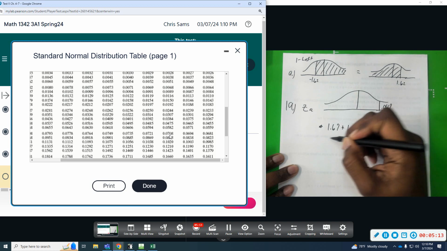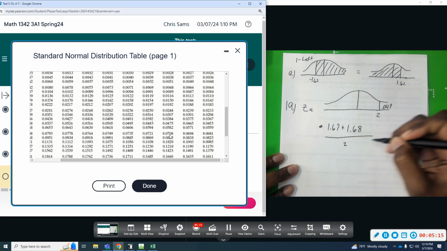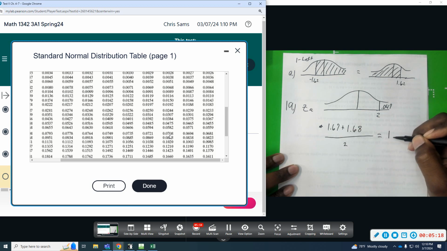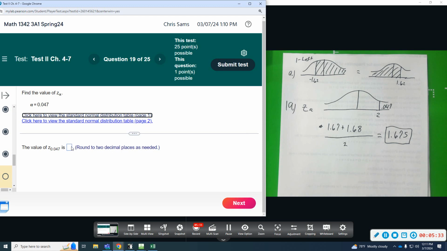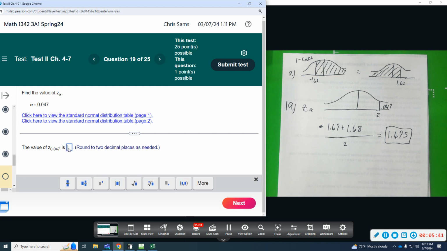I'm going to add these up and divide by 2. When I do that, I get 1.675. So this time I would use 1.675. We do that when it's right in the middle. Say it's around two decimal places, so we'll just go ahead and round it to 1.68. I guess that's the one we want to use.